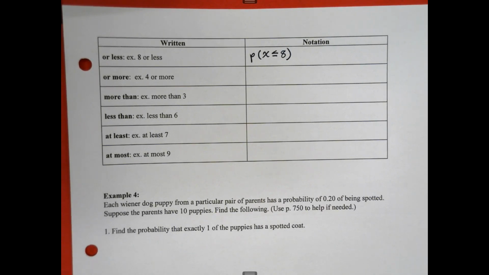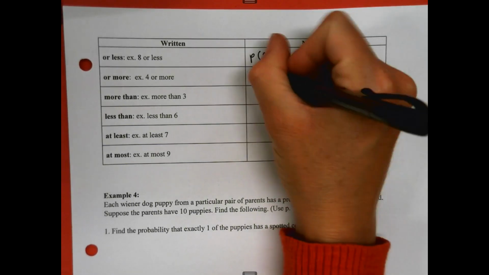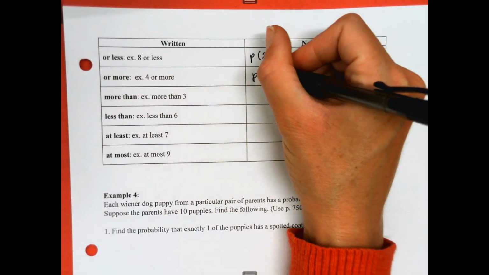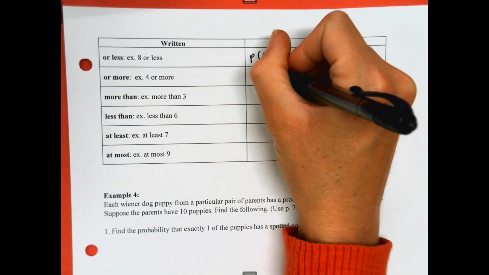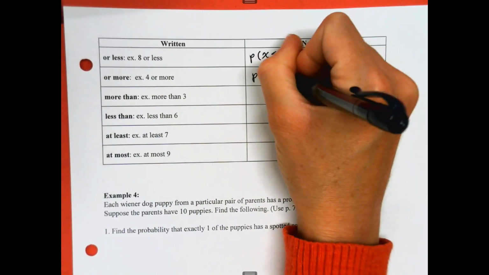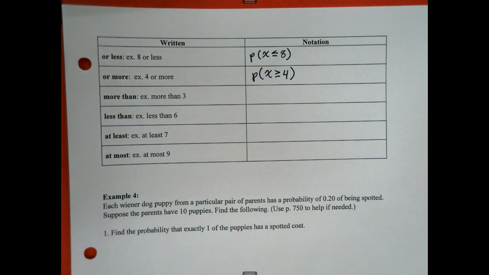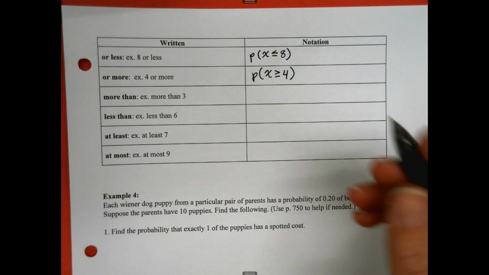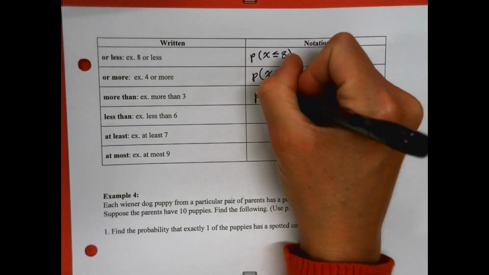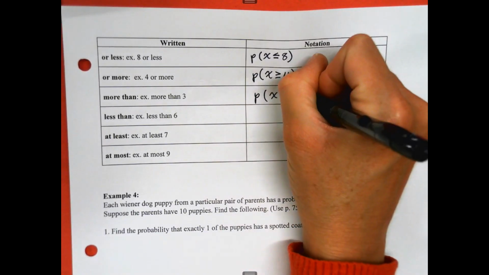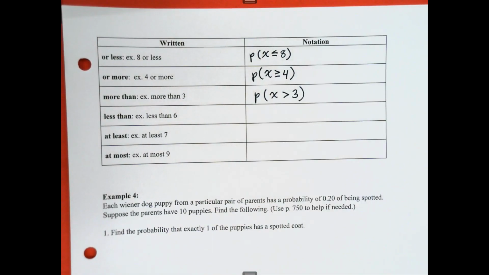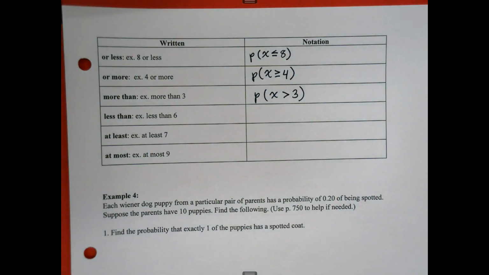"Or more." Whenever you see the words "or more," for example, 4 or more, our notation is the probability that x is greater than or equal to 4. Since it says 4 or more, we include 4. "More than 3" would be an example. That would be x is greater than 3. Since it is strictly more than, we cannot include 3.